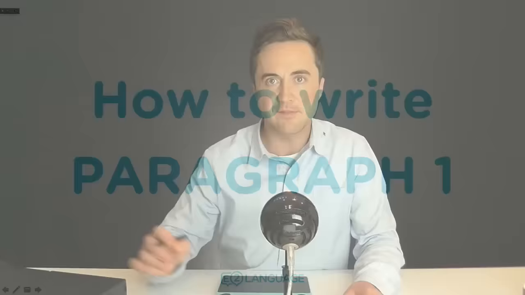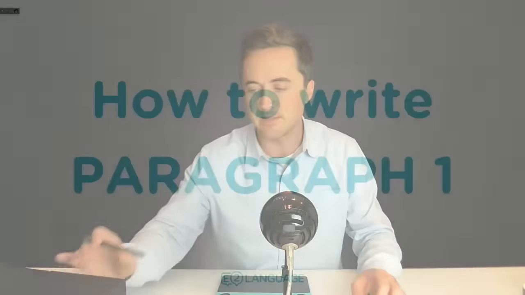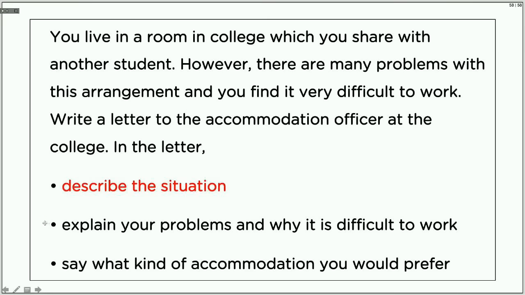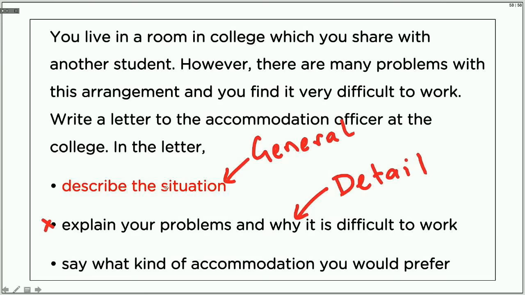Too easy. Right. Paragraph one. Now we have to start to use our language. We have to use our creativity, because we have to imagine what it's like to be living in college and to be unhappy with your accommodation. So we're going to use that scenario, but now we need to describe the situation. We're going to describe it in general, very general, because if you see in the second paragraph, this is where we go into detail. So this one is detail, right? This one is general. This is just a general description of the situation.